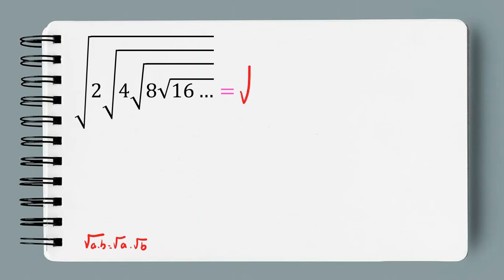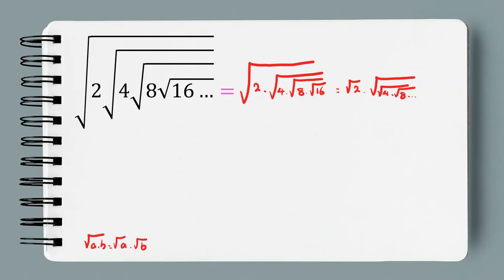Here you say, okay, inside that it is 2 times square root of 2 times square root of 4 times square root of 8 times square root of 16. If we apply square root of ab equals square root of a times square root of b, we can use it here. It will be square root of 2 times square root of 4 times square root of 8 and so on. If we use it again, it will be square root of 2 times square root of 4 times square root of 8 and so on.